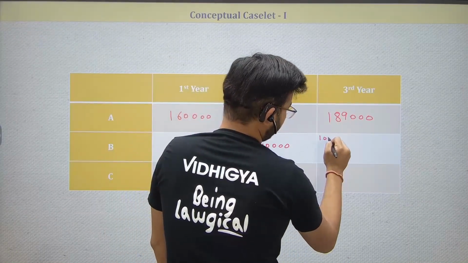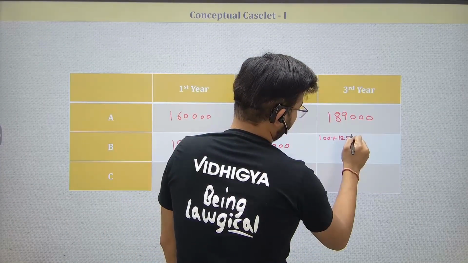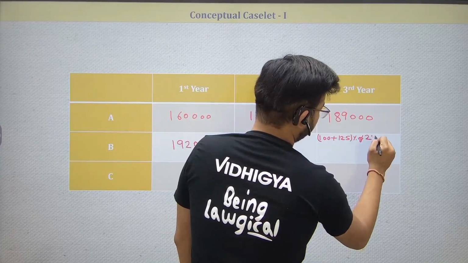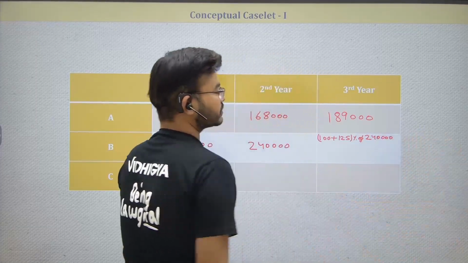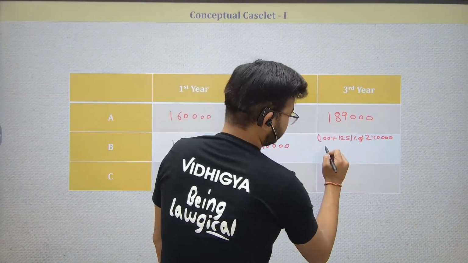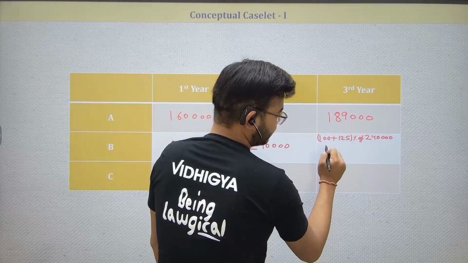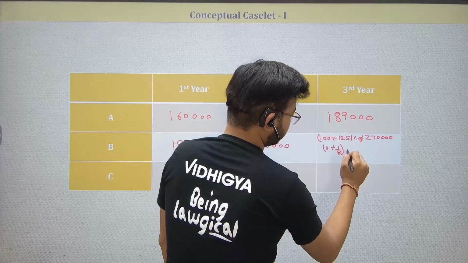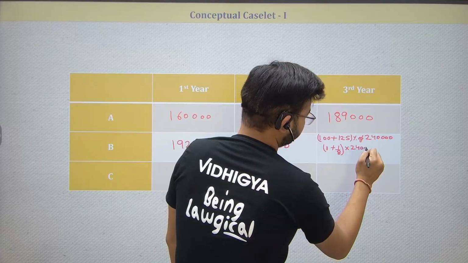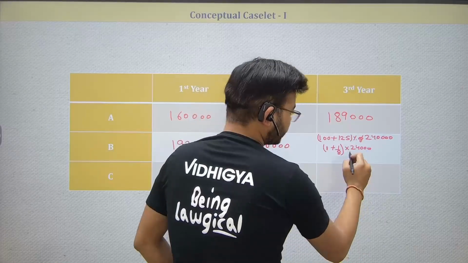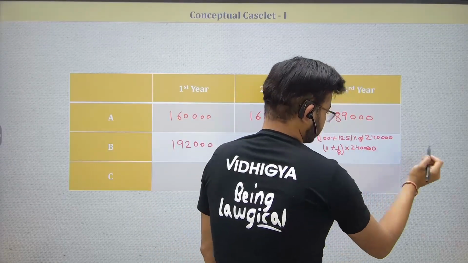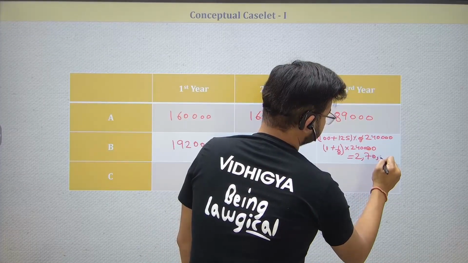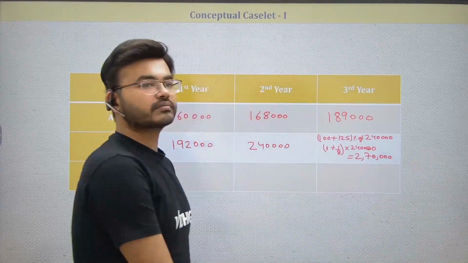So the population in the third year will be 12.5% more. That means 100 plus 12.5% of the population in the second year, that is 2,40,000. Again, 100% in fraction is 1, plus 12.5% in fraction is 1 by 8, into 2,40,000. So this again becomes 2,70,000.